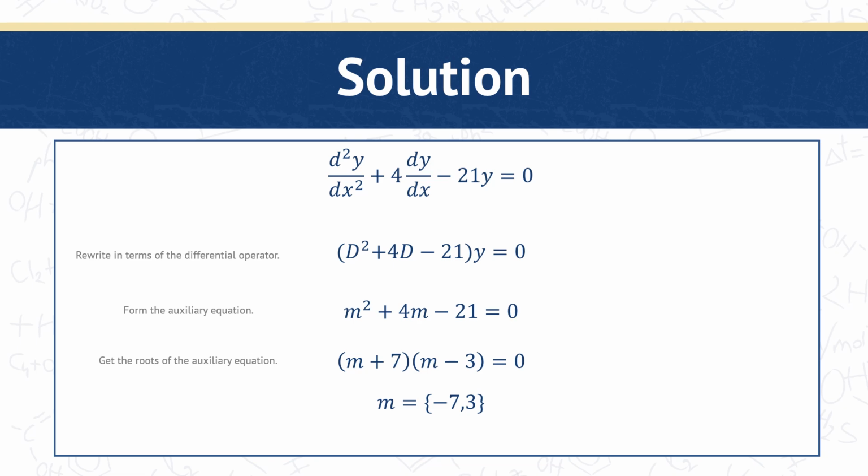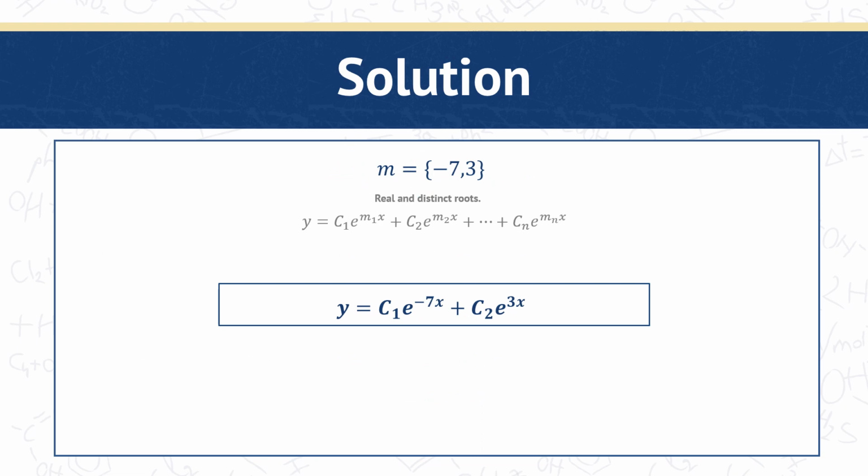Lastly, we get the roots of the auxiliary equation. So what I did is I factor out the auxiliary equation. So we get the quantity m plus 7 times the quantity m minus 3 equals 0. From this, we can determine that our roots are negative 7 and positive 3. From this, we can say that the roots of our auxiliary equation are real and distinct. Therefore, it will take on this form of the general solution. We will substitute these roots in the place of m.